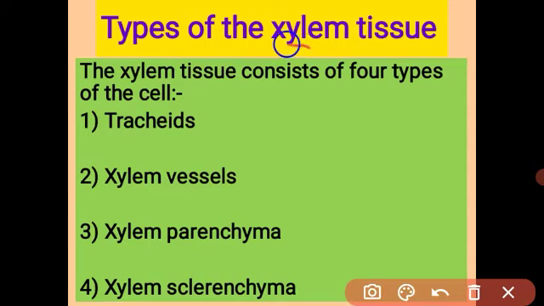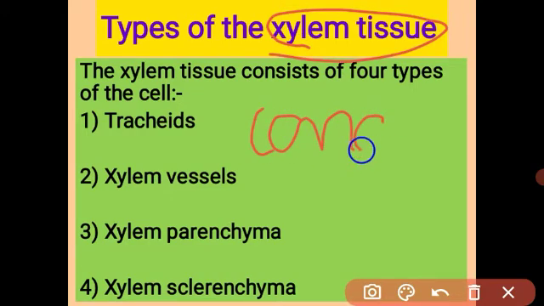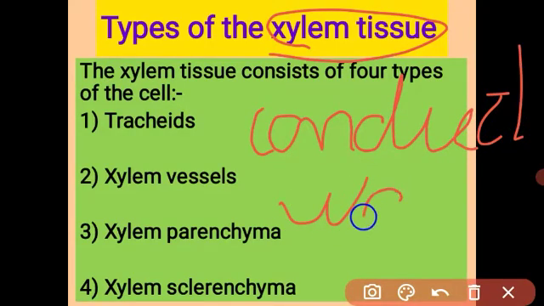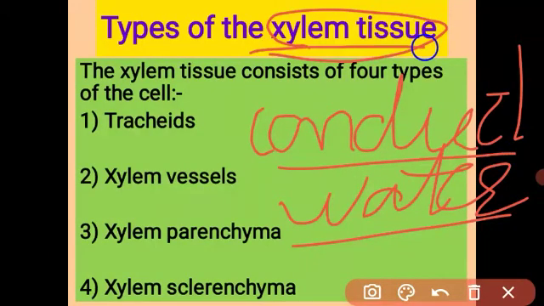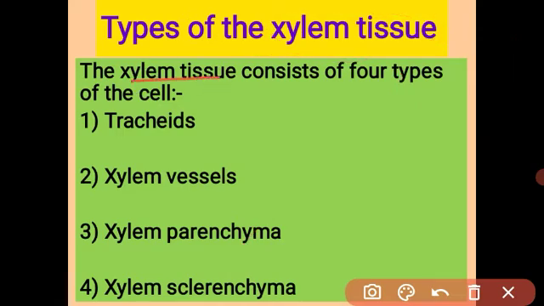Got it? The main function of xylem tissue is to conduct water from the root to the aerial parts of the plant. Understood students? What is the main function of xylem? The xylem tissue present in the plant conducts the water and minerals from the root to the upward parts, and the xylem tissue consists of four types of cells. One by one I will explain to you.